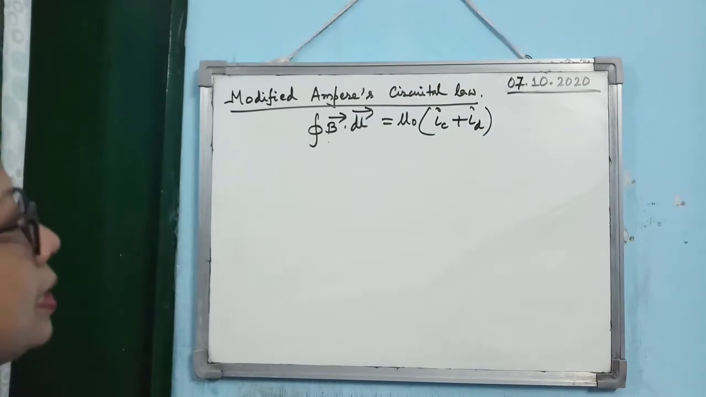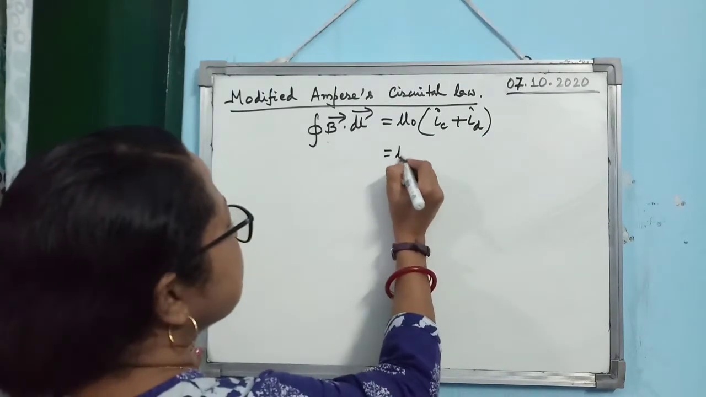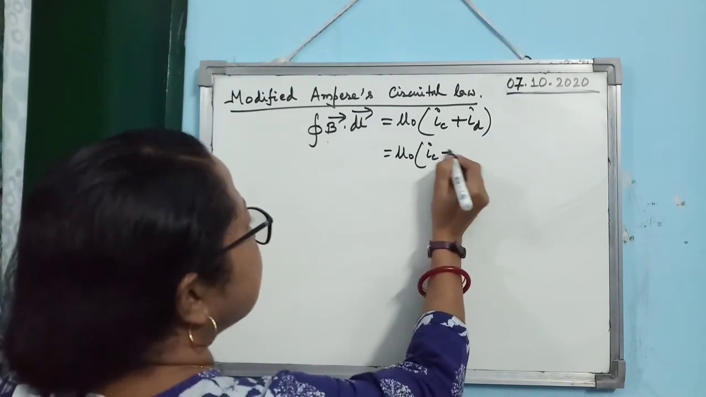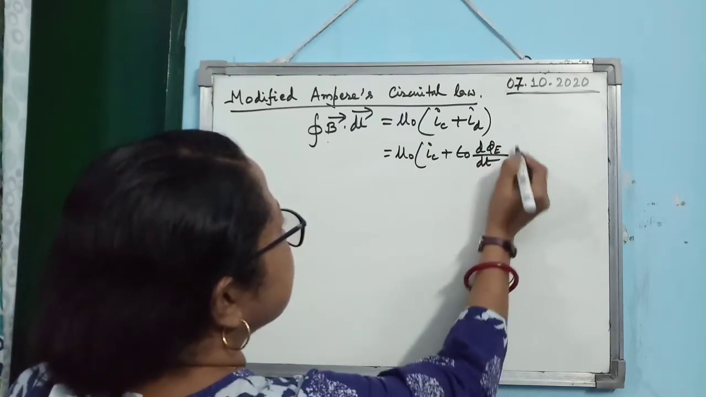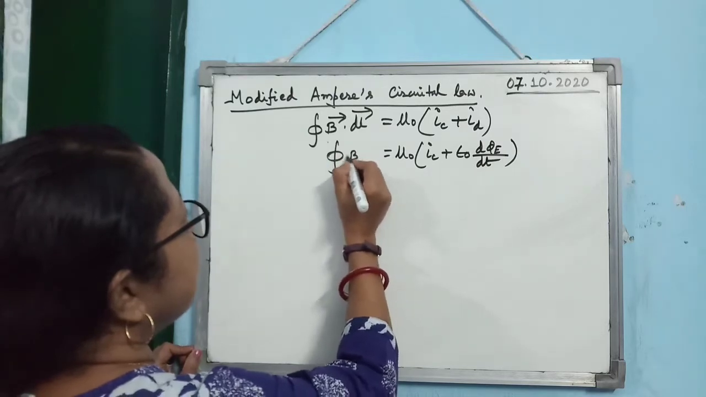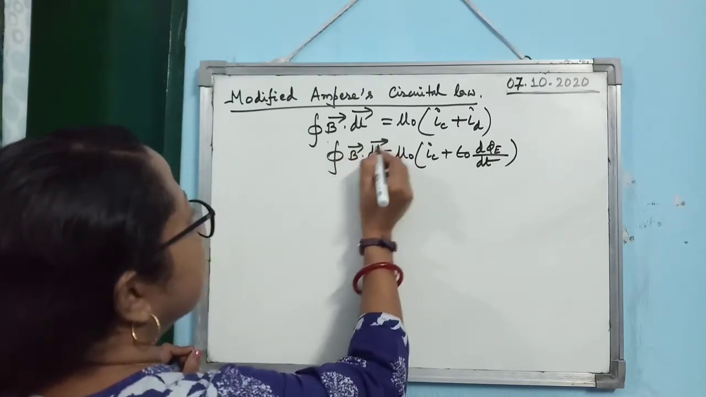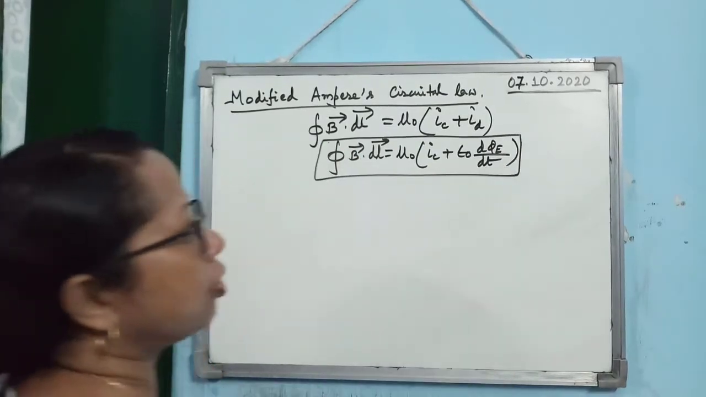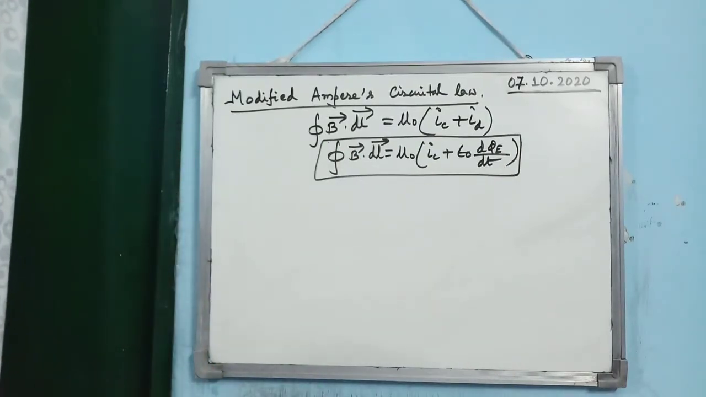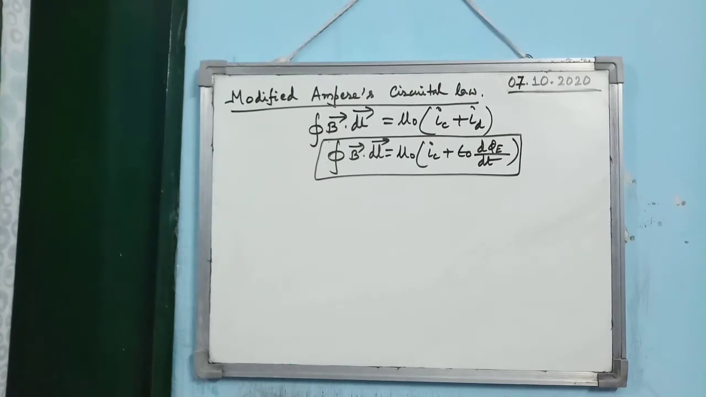In this case, you can substitute the expression for I_D, that is epsilon naught d phi E dt. So integration B dot dl is equal to mu 0 times I_C plus epsilon naught d phi E dt. This is the modified Ampere's Circuital law.